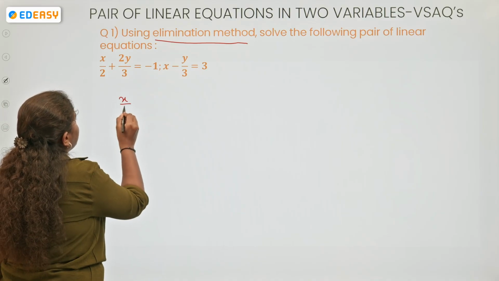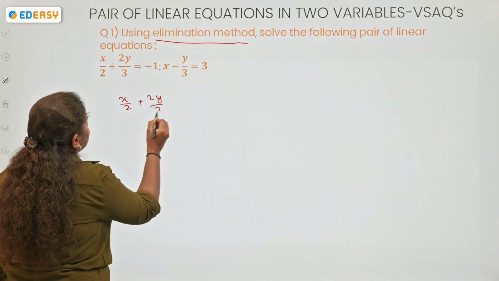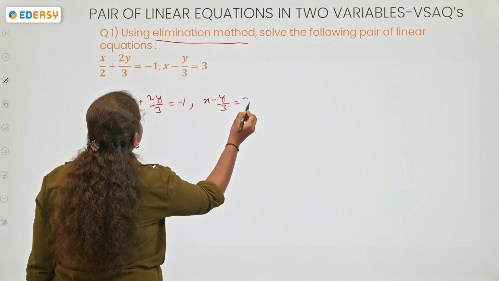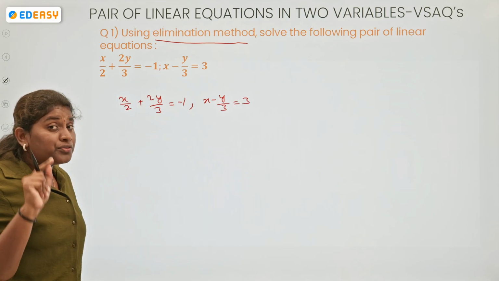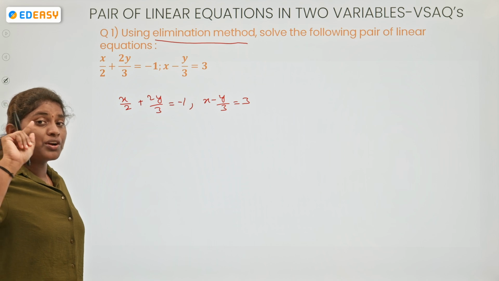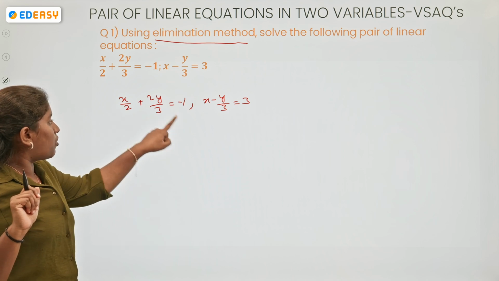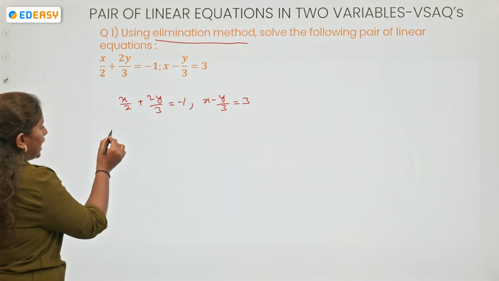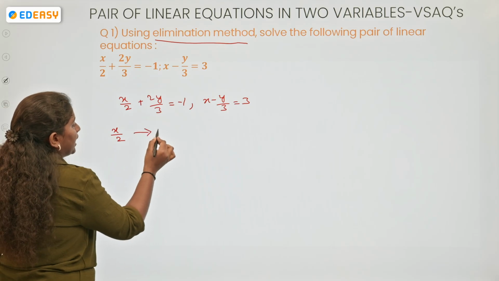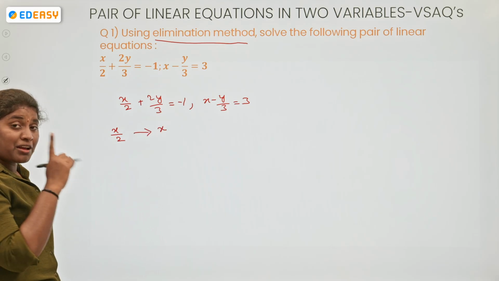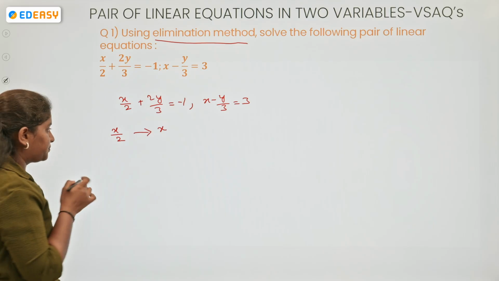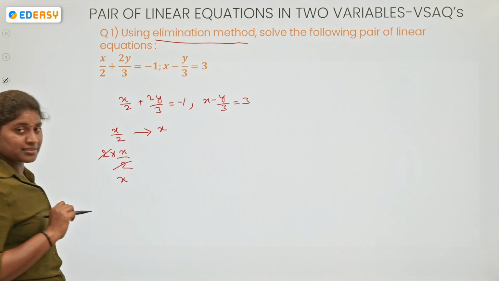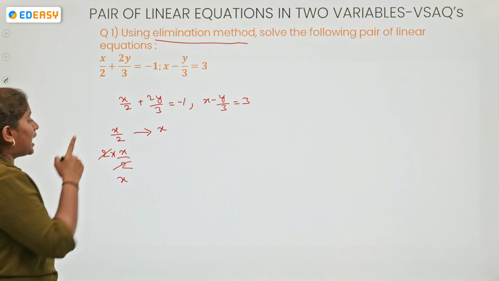So here they give x by 2 plus 2y by 3 equals to minus 1. And next, x minus y by 3 equals to 3. So for the elimination method, what we need to do? We need to make the coefficients of one of the variables same. So here I am thinking of making the x coefficient same. So I can make my x by 2 to x. How can I do this? If I multiply my complete equation with 2. Why? Because 2 into x by 2, 2 cancel and I will be getting x. Right? For that reason, I am going to multiply.